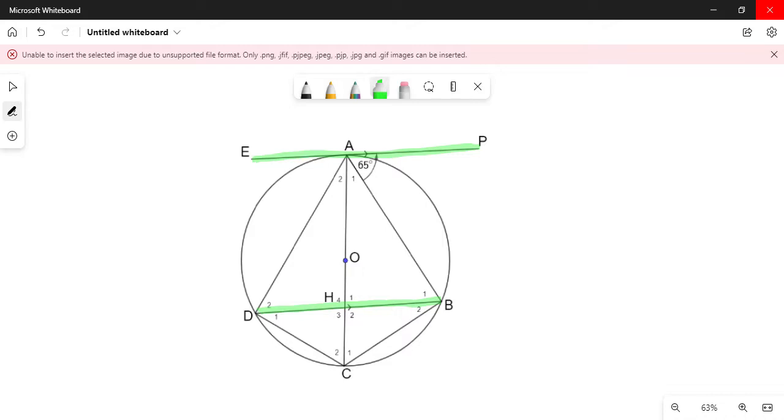Do we have a cyclic quad there? Yes, ABCD is a cyclic quad. Do we have any angles in the same segment there? Yes, I can see a few there. Okay? Because remember, those things won't be described in the question.